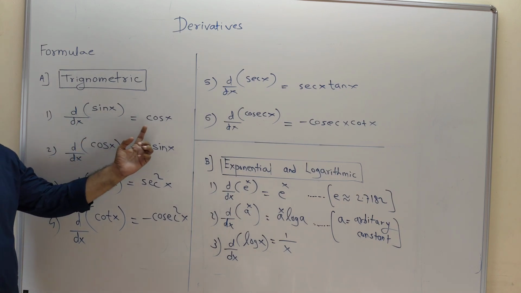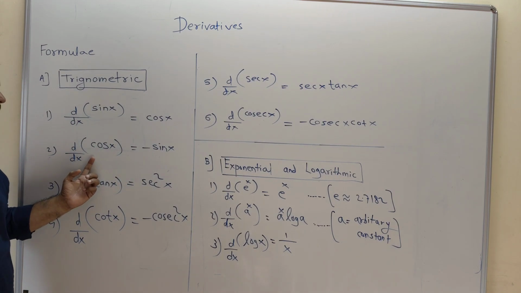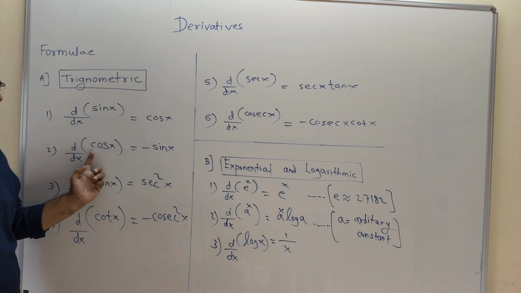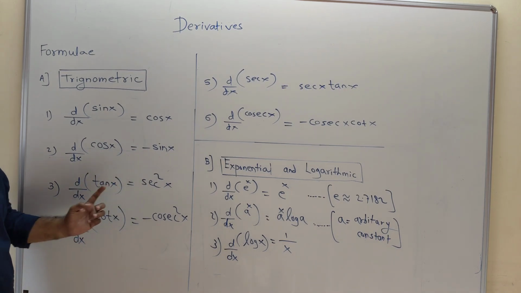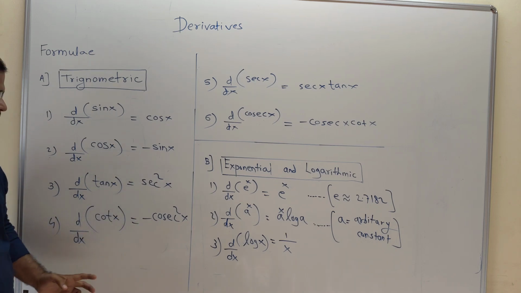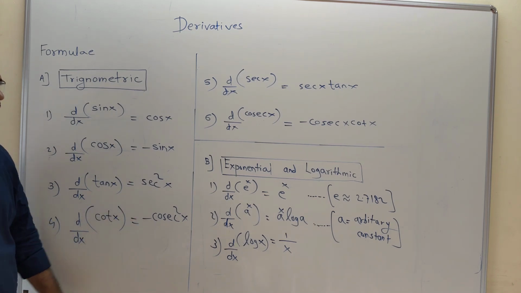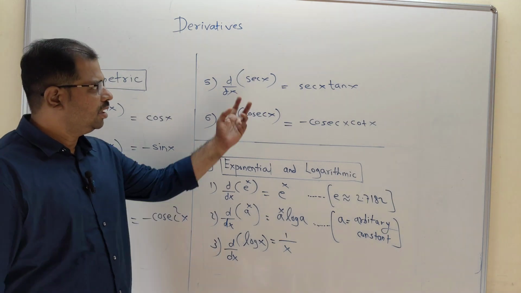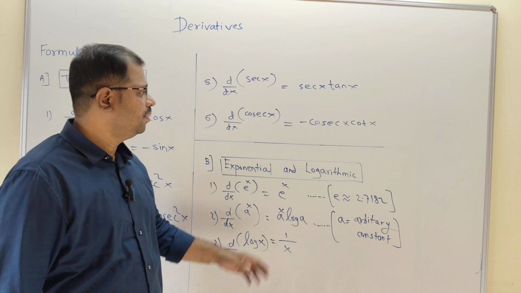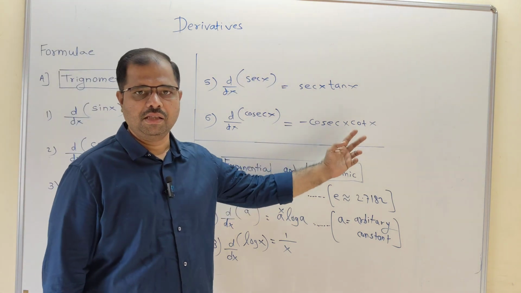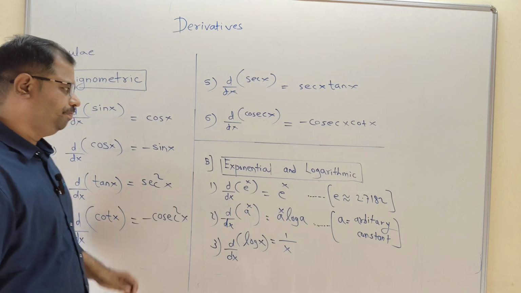Derivative of sin x is equal to cos x. Derivative of cos x is minus sin x. Derivative of tan x is sec square x. Derivative of cot x is minus cosec square x. Derivative of sec x is sec x tan x. Derivative of cosec x is minus cosec x cot x.